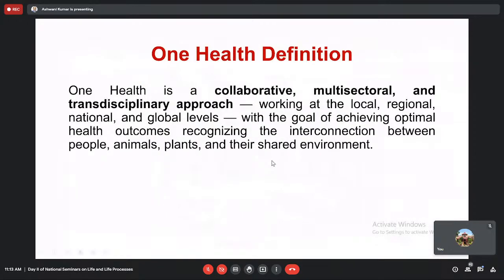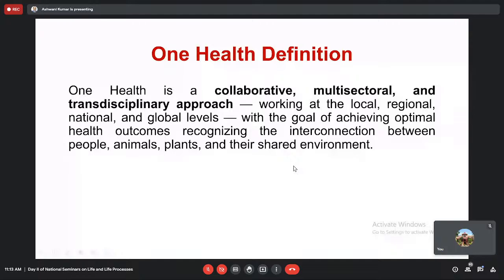So again, what is the One Health definition? Let's visit that once again. This is a collaborative, multi-sectoral, transdisciplinary approach. I think we are convinced now that we cannot work in isolation or in silos. All the three disciplines have to come together, wherein at the local, regional, national, and global levels, the optimal health outcomes can only be due to a healthy interface between the people, animals, and plants, and their shared environment.